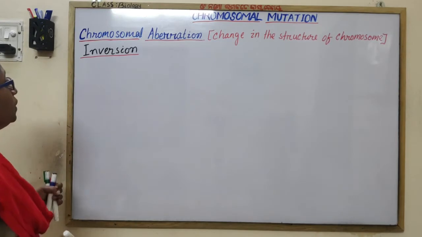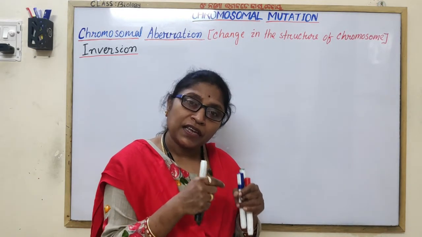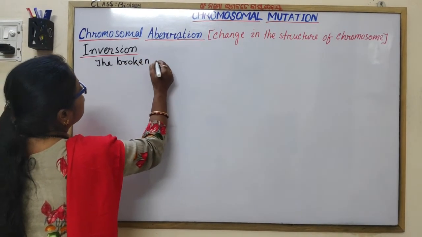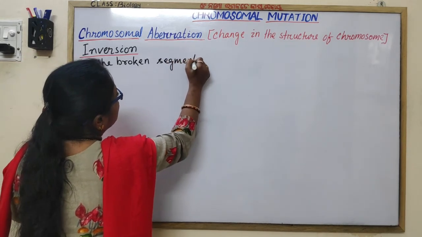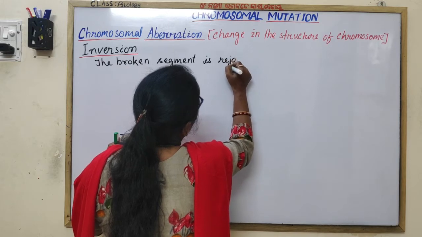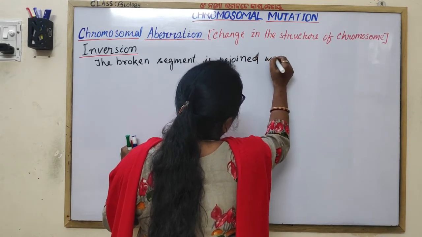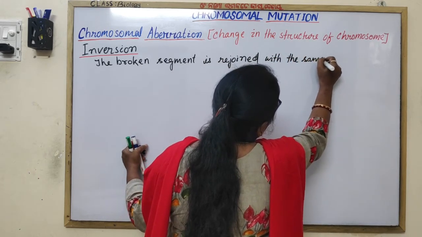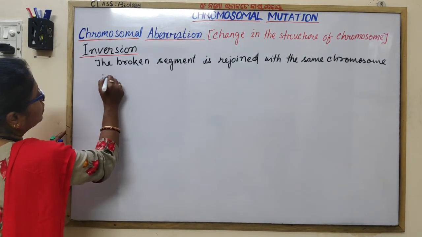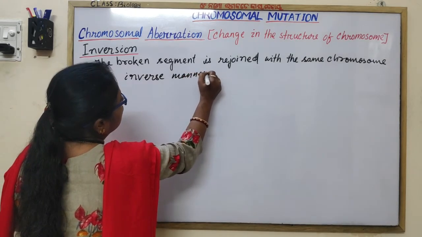Okay, come to inversion. Here the broken segment of the chromosome is rejoined with the same chromosome in inverse manner.